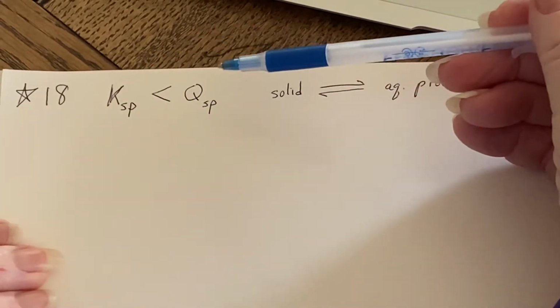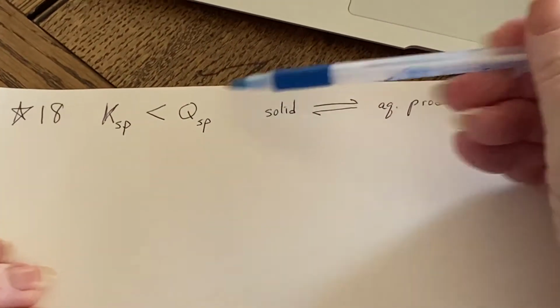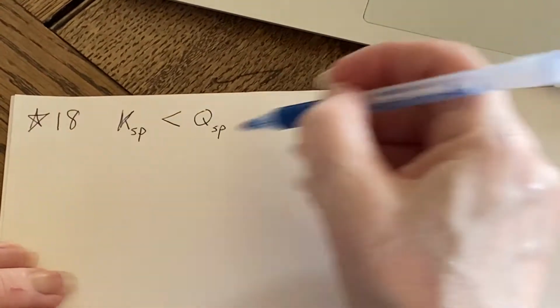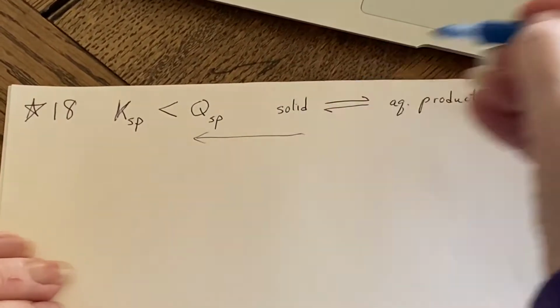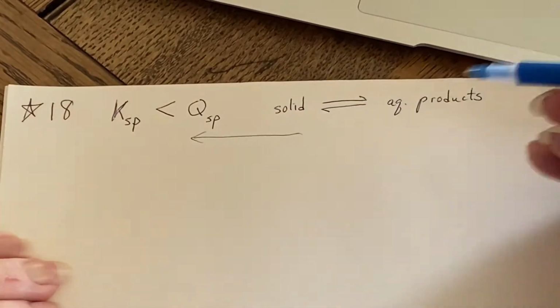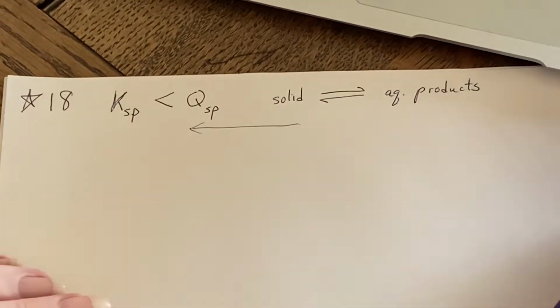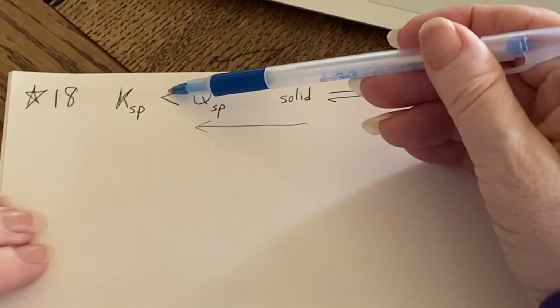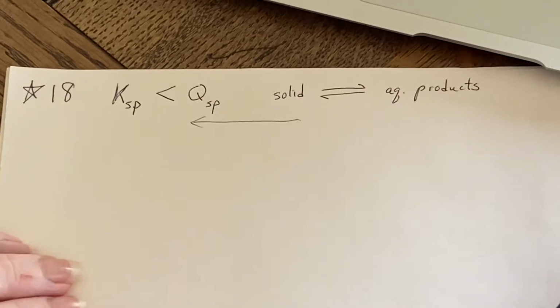Ksp, it means I've tried to dissolve more than I should be able to, and it's going to push it, because there's the arrow, it's going to push it backwards towards the solids, and I will have solids that come out of solution. So I am going to continue to write it in alphabetical order because the arrowhead tells me which way things are going.